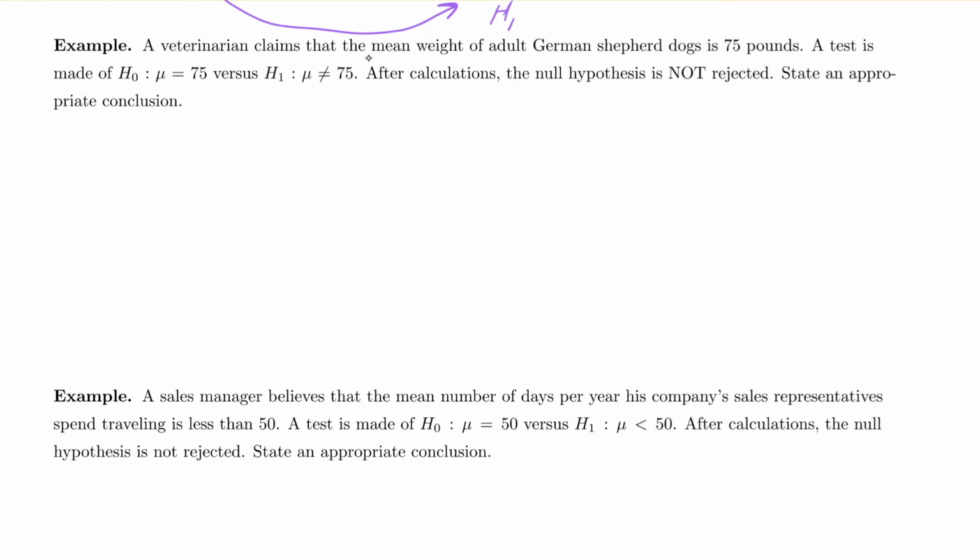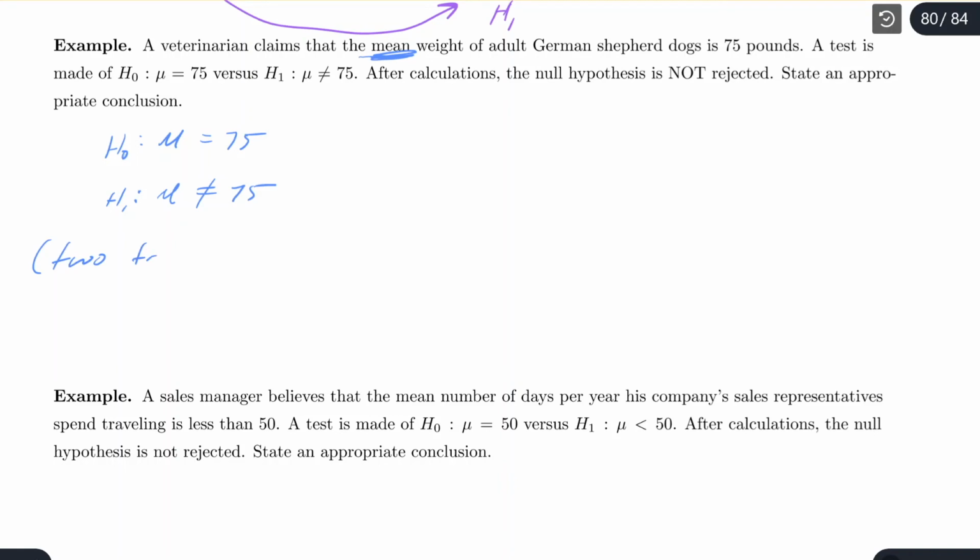The veterinarian claims the mean, again, we're dealing with the mean. That's why we use the symbol mu. They provided here the weight of an adult German Shepherd dog is 75 pounds. A test is made of the null hypothesis equals 75, alternative not 75. So this is also a two-tail test.